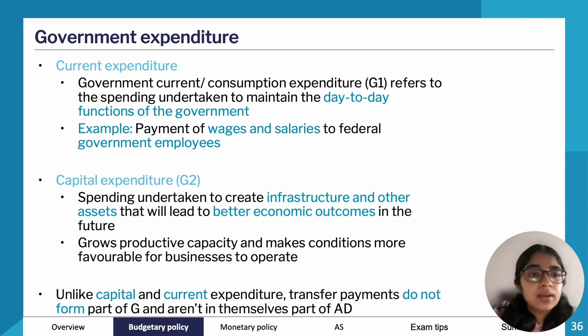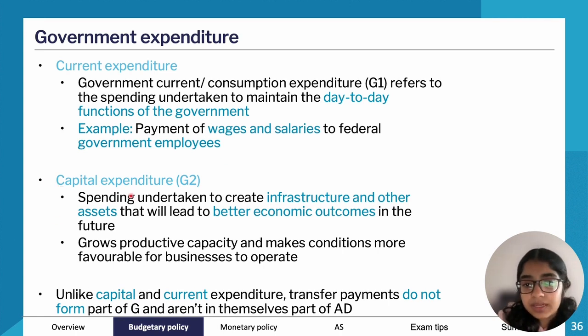Government expenditure, so that's basically where the government can spend its money. You've got current expenditure or consumption expenditure, and that's basically spending to maintain the day-to-day functions, to keep the everyday operations of the government going. For example, paying wages and salaries to government employees, and buying stuff like stationery or paper, which is just current. So you use it, you can't use it in the future.